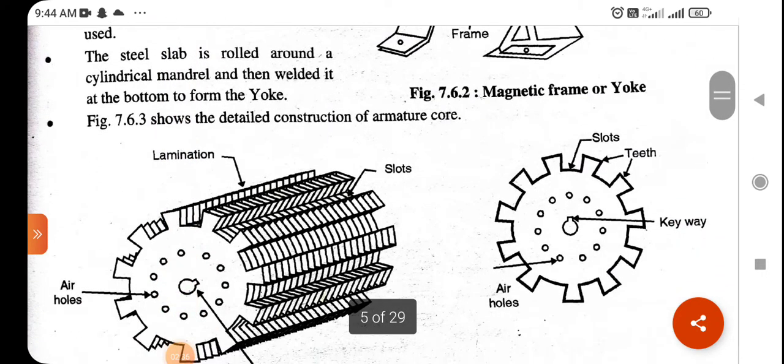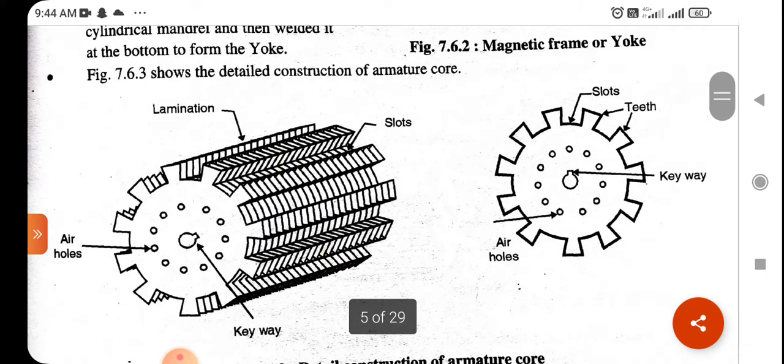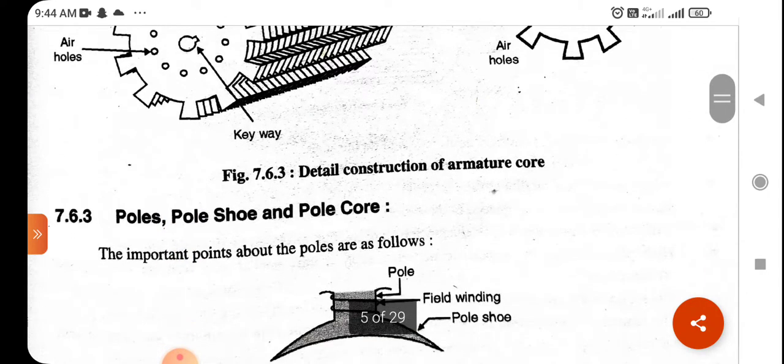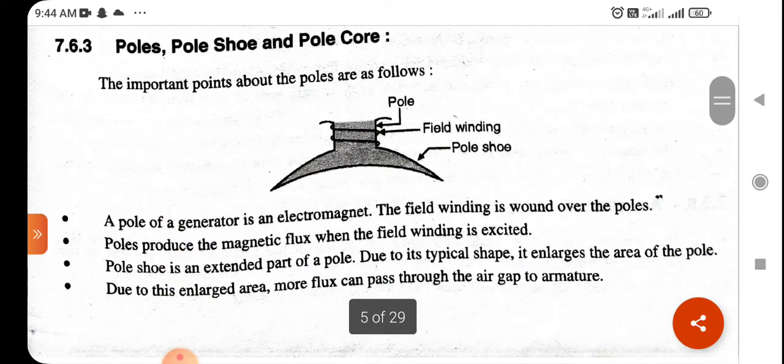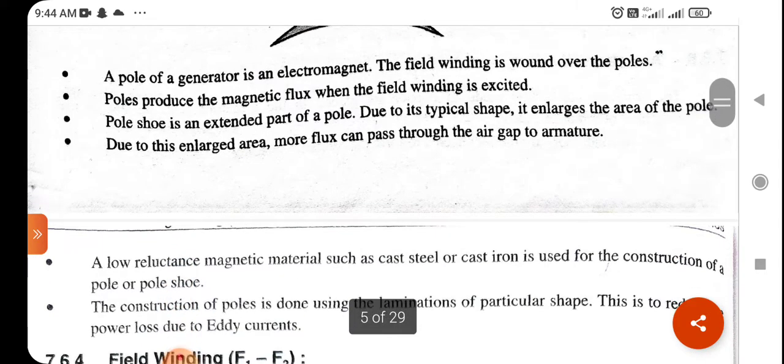Second is the rotor. According to Faraday's law, whenever a conductor cuts magnetic flux, EMF is induced. So this is used to cut the magnetic lines of force and produce EMF. Next is the pole shoe and pole core, which we have already discussed. This is the pole, field winding and pole shoe. Generally the pole shoe is used to spread all the flux all around the space.